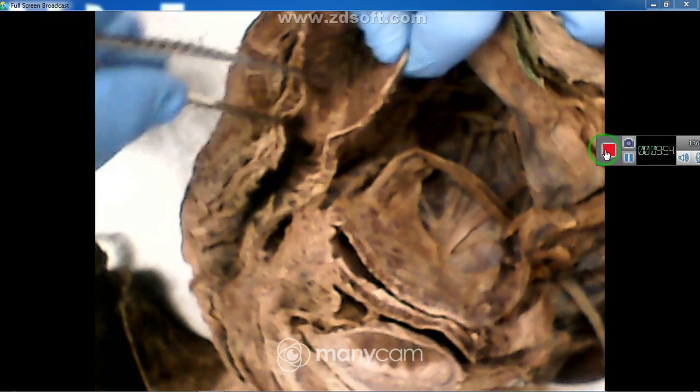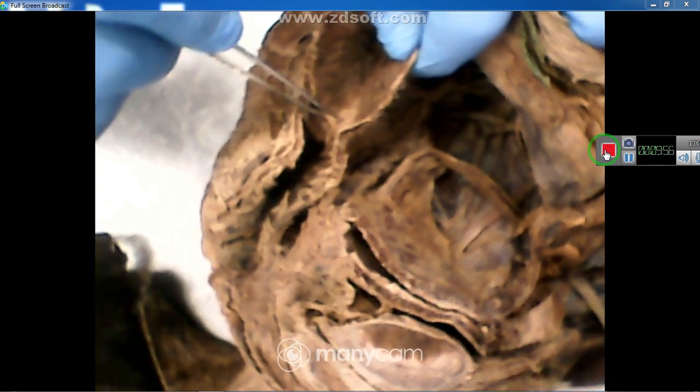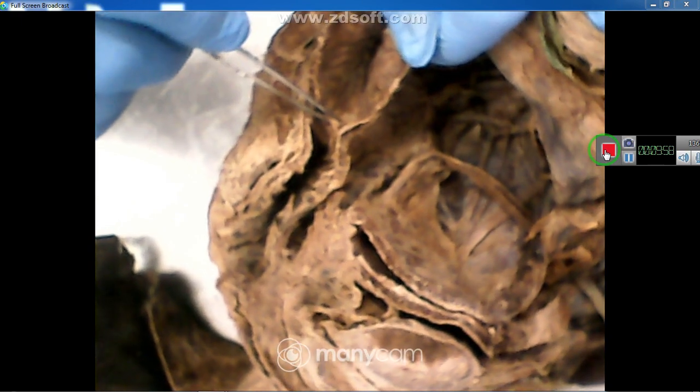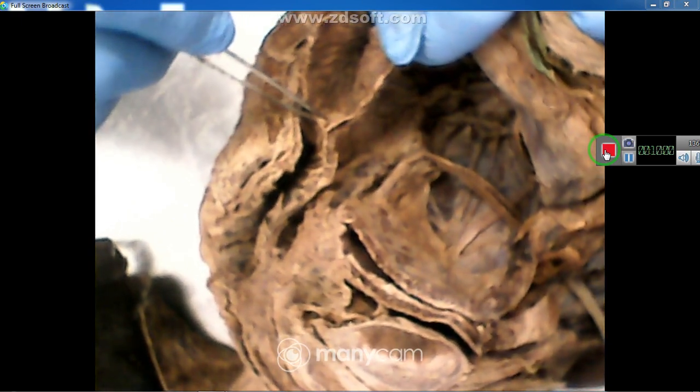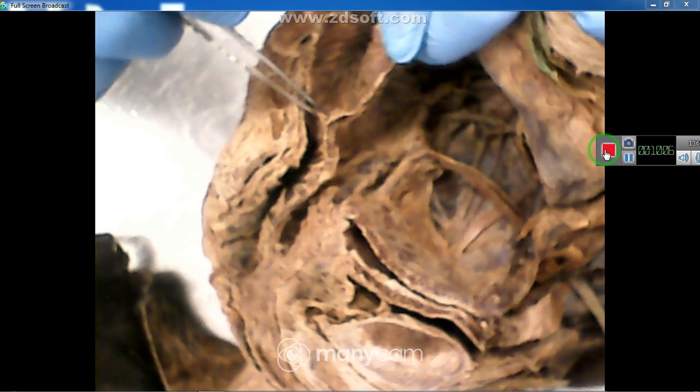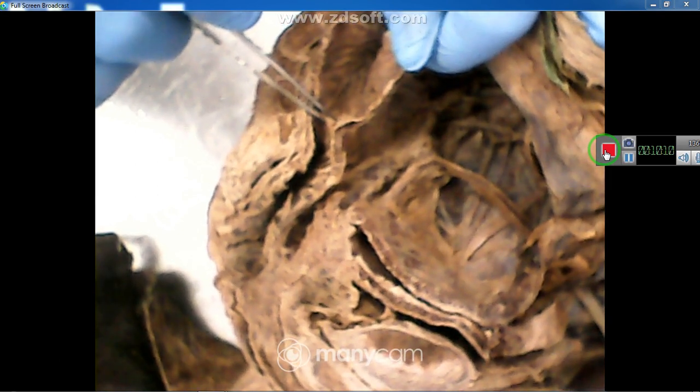looking for the transverse fold of mucosa, which is this one, that is the valve of Houston. Of course, the valves of Houston are three. Two are always present, and the lowest one is sometimes absent.